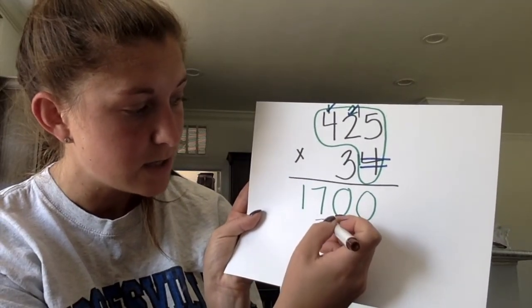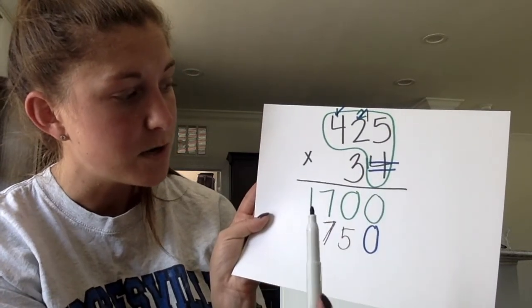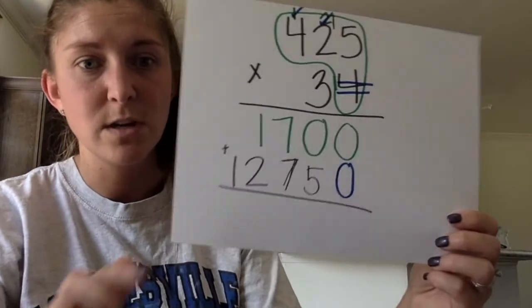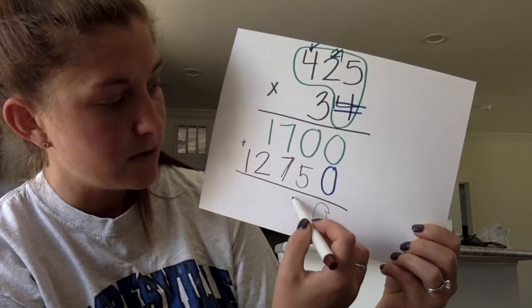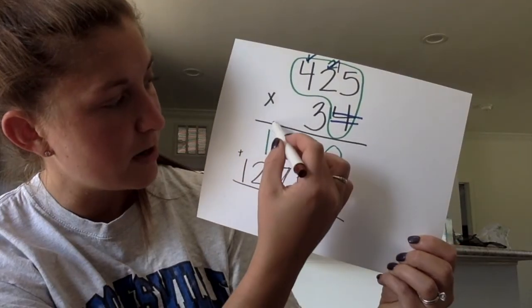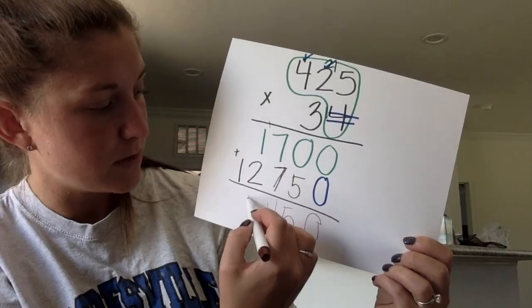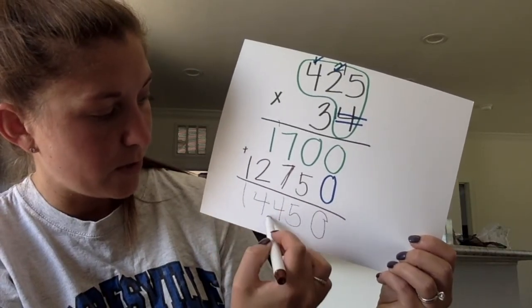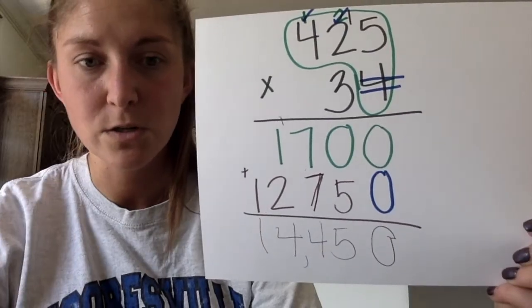I put my 7 down. I have 4 times 3, which is 12. And then all I have to do is add those numbers together. So 0 plus 0 is 0. 0 plus 5 is 5. 7 plus 7 is 14. I carry my 1. 1 plus 1 is 2. 2 plus 2 is 4. And I bring that 1 straight down, giving me a final answer of 14,450.